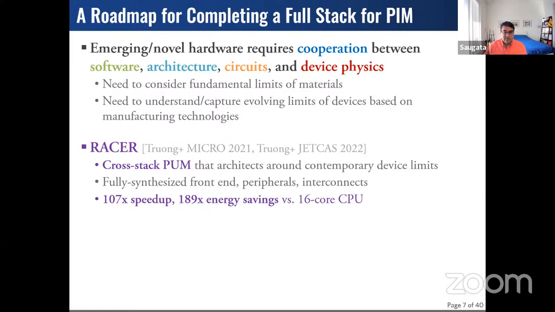This means understanding things like the fundamental limits of the materials themselves. Architects often have this habit of, oh cool, here's an IEDM paper, there's a table here, let me pull the table, put it in my simulator, and ta-da, I can build a new architecture. It's not the right approach, and it ignores all sorts of realities about these devices.